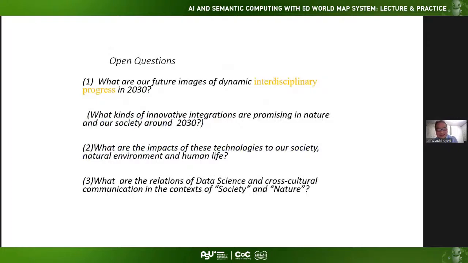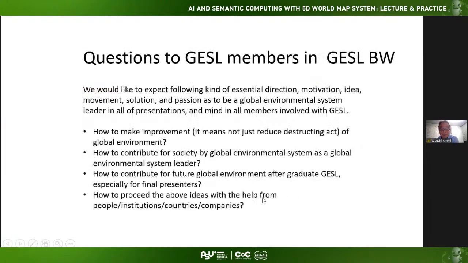And next is an open question. What's our future image of the dynamic progress in 2030? Let's discuss. And what's the impact of the technologies on our society, natural environment, and human life? And what are the relations of data science, cross-cultural communication, in the context of society and nature?